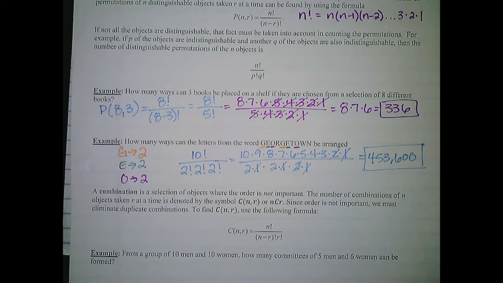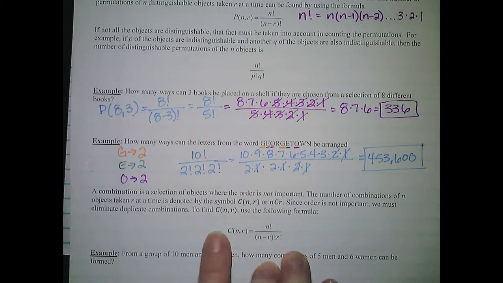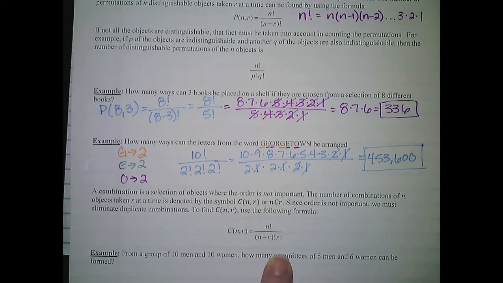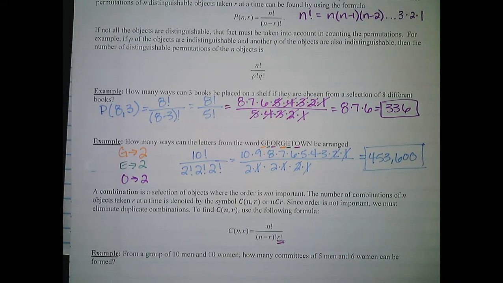So to find a combination of r items taken from a group of n, we take our permutation formula and we alter it a little bit. We have n factorial divided by n minus r factorial times r factorial. So we have that extra added factor of r factorial. And what that's doing is it's counting out the replications where the order is insignificant.